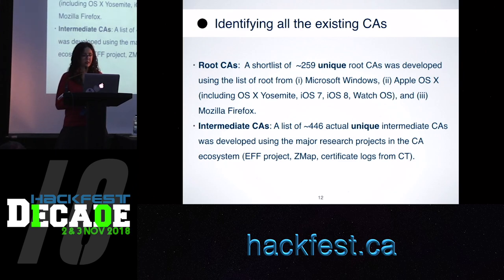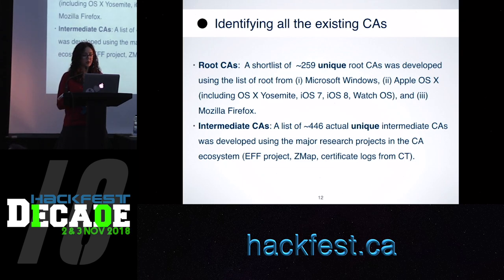The first step is to identify all the existing CAs. I got a list from Microsoft Windows, Apple, and Mozilla, all the root CAs. After merging all this data and collapsing different identities for the same CAs, I got a short list of 259 unique root CAs. And I did the same for intermediate CAs, except that, as I've mentioned, they're invisible.